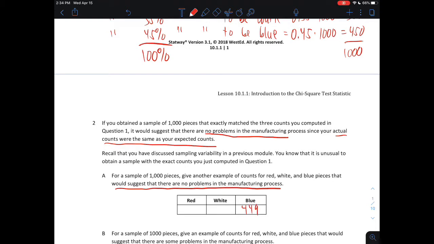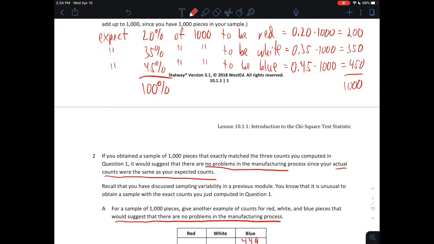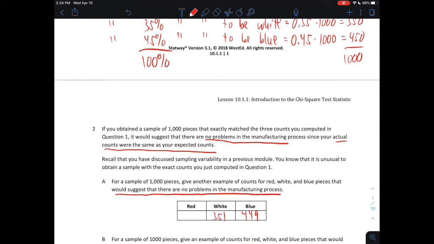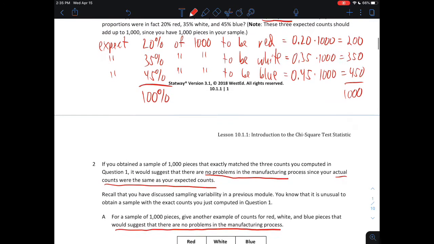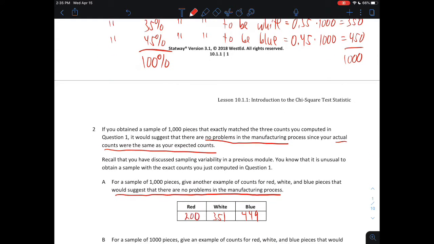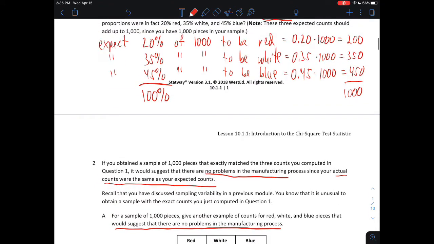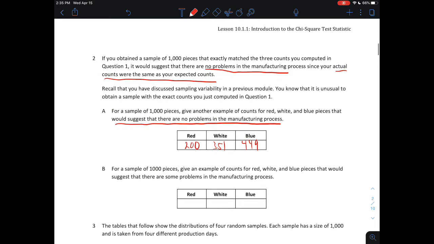So we took one away from 450, so we still want these numbers to add up to 1,000. So what if I add one to 350? So 351. But then my number of red pieces still stays the same as 200. Notice if you take a minute and add those three numbers I just wrote in part A, they still add up to 1,000. But we can't really tell the difference between what I wrote here in part A with what we expect from number 1. So that's pretty close. So what you might want to think of as a way to interpret part A is it's close to what is expected.